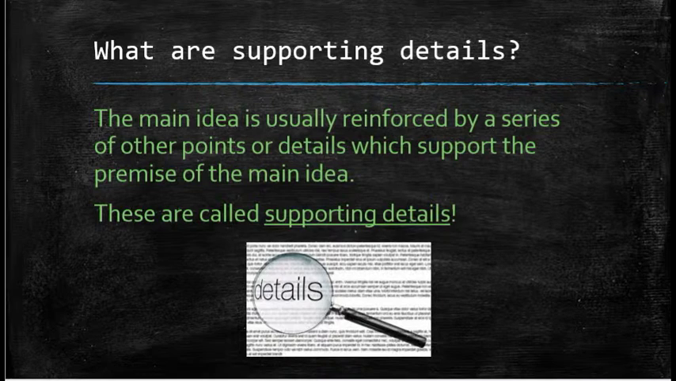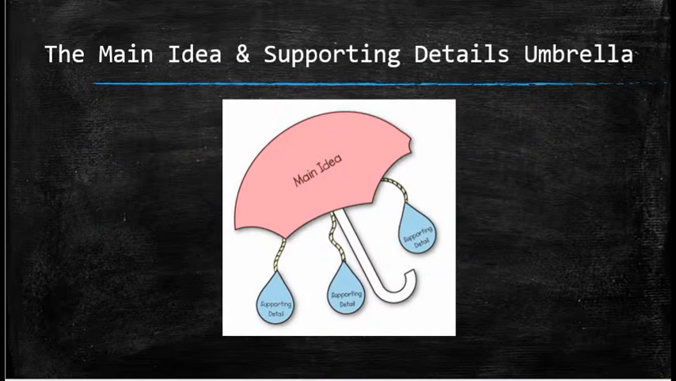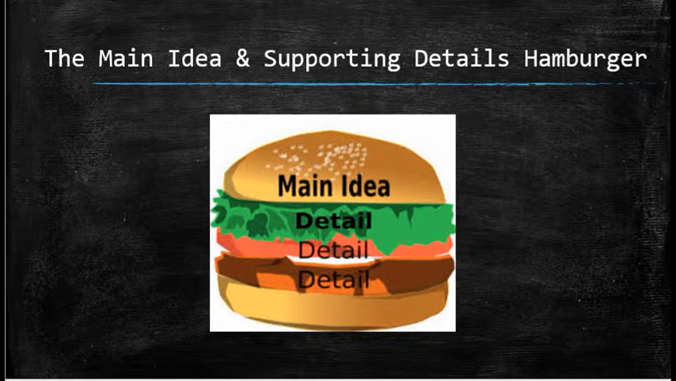So they tell you about the main idea. And you may have seen the main idea and supporting details umbrella before, and that's a nice way to visualize what it would look like. On the actual umbrella portion, you have the main idea, and then you have the raindrops, you have 3 supporting details. That's a nice way to think of it. I've also seen some teachers use the main idea and supporting details hamburger, so whatever one you like. In this example, the main idea is the bun, and your details are the nice, delicious little details on the inside of a hamburger.